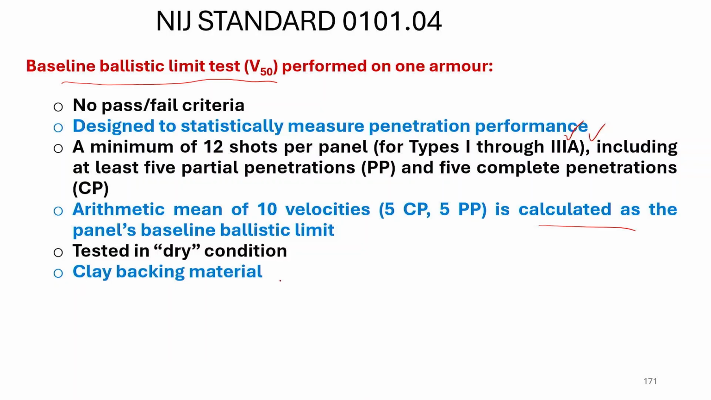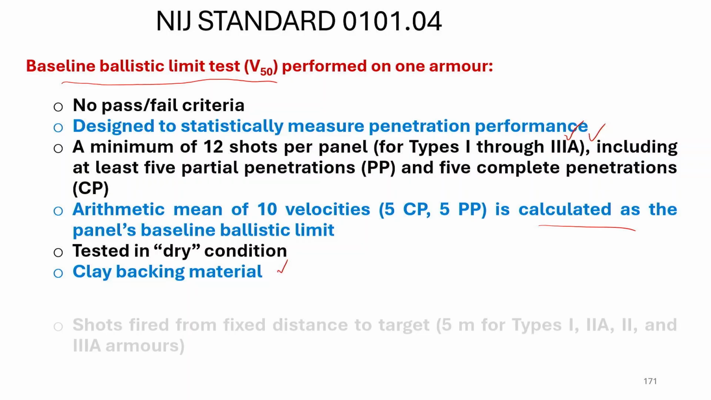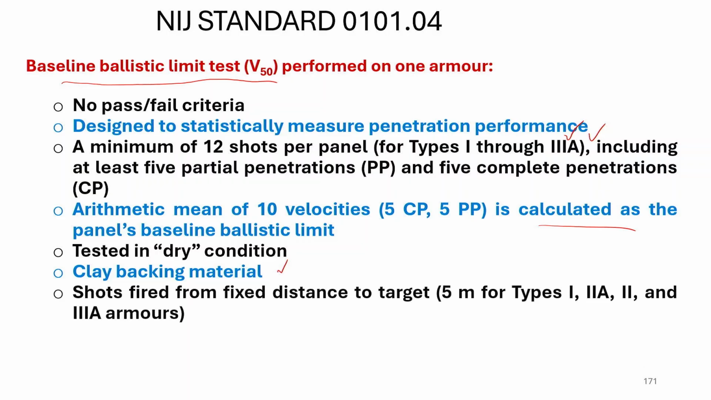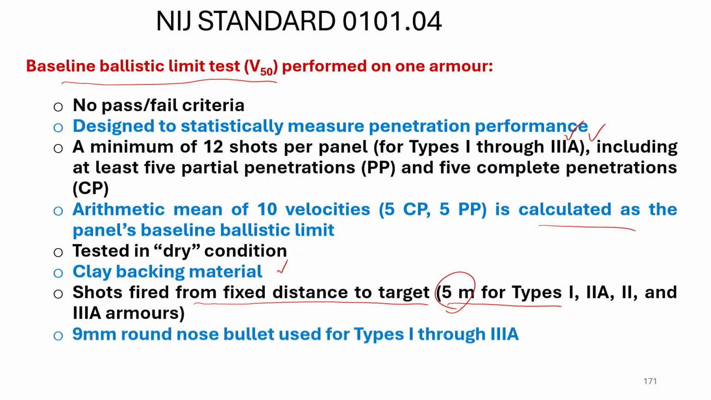So, clay backing material is there and shots are fired from a fixed distance to the target, and here 5 meter for type 1, 2, 3 and 3A, that is the 5 meter we keep, and for type 1 to type 3A, 9 millimeter round nose bullets are used. So, round nose bullets are used here.